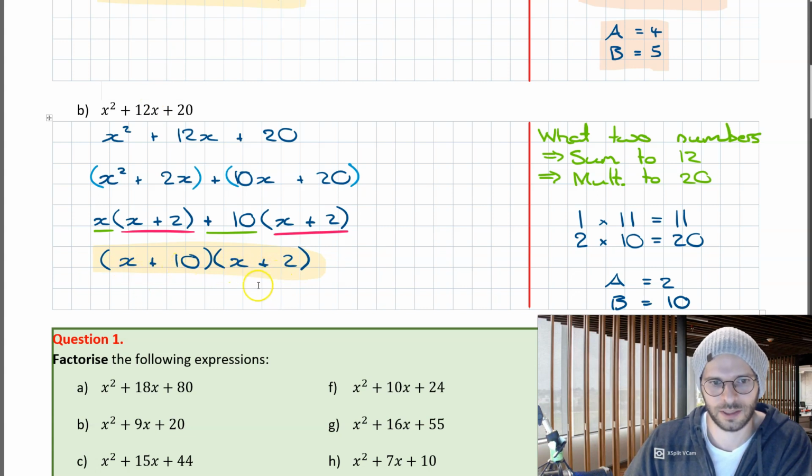And the way in which we did this is we split the middle term such that the sum of the coefficients of the split was equal to 12, and the product was equal to 20. We then factorized across the implied brackets and then factorized the common factor out, leaving behind what was left.